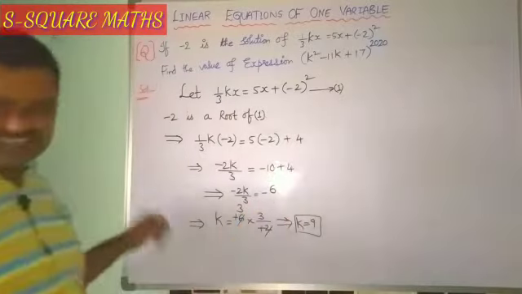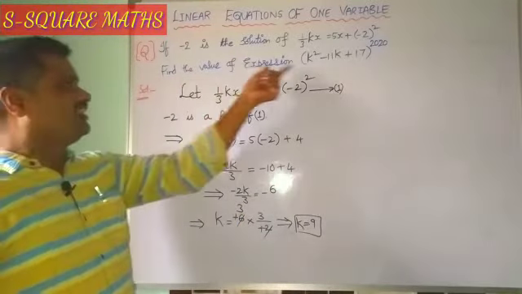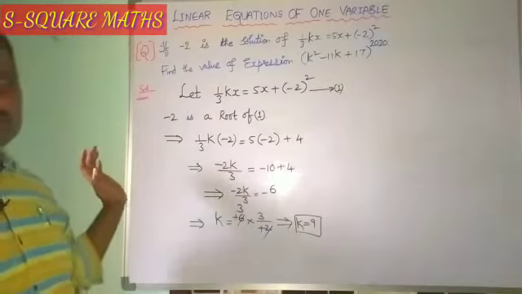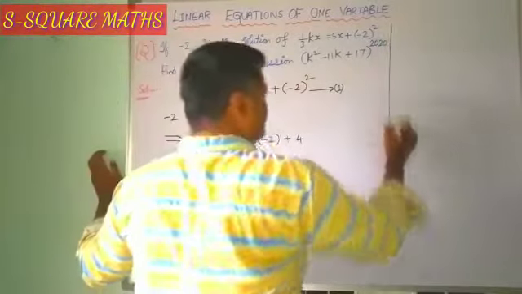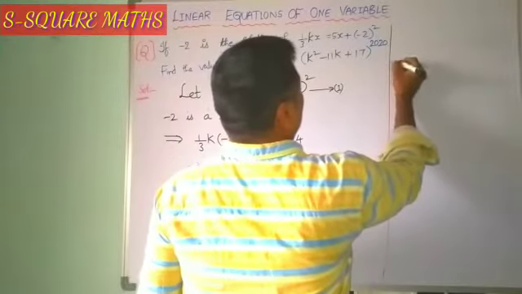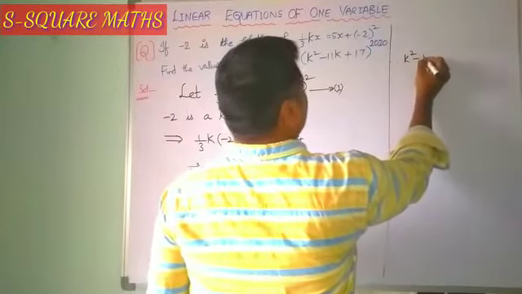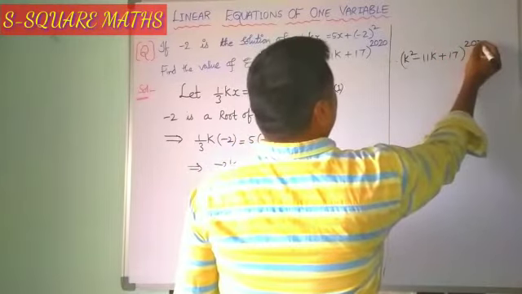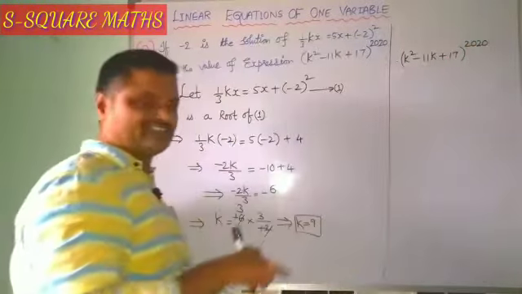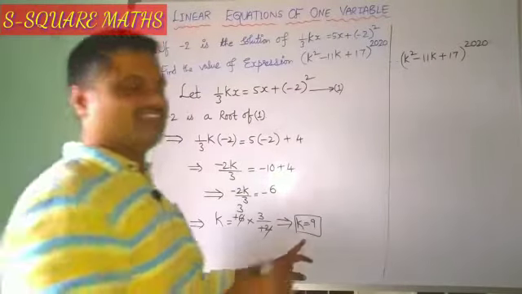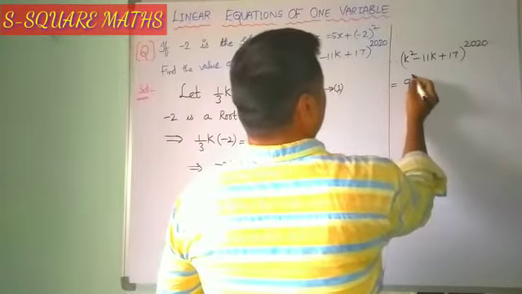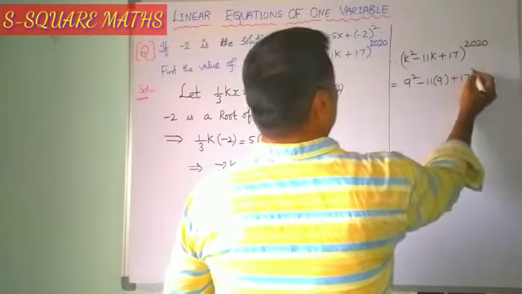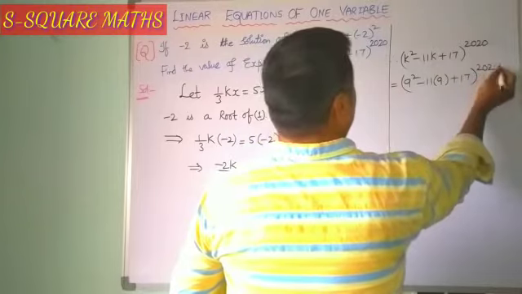But what is our intention? We have to find out the value of this expression, that is the intention of this problem. Therefore k square minus 11k plus 17 whole power 2020. We had to find out the value of this expression. Already we got the k value as 9. So 9 square minus 11 into 9 plus 17 whole power 2020.